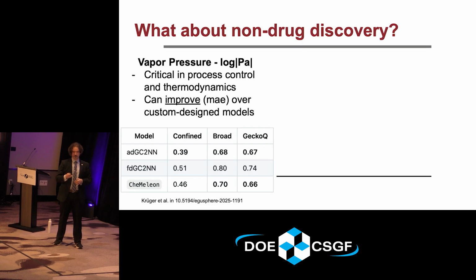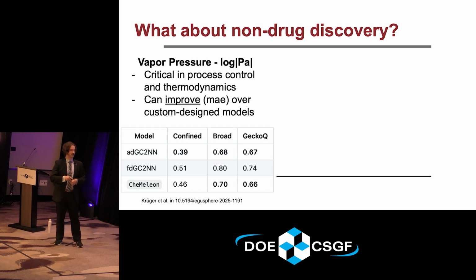All right, and now I've talked exclusively about drug discovery applications, so I would be remiss not to touch on some other topics that are near and dear to my engineering heart. First and foremost is vapor pressure. This is a particularly difficult property because it's very global. You need to understand the entire chemical nature of the molecule. What I'm showing you here is a comparison against these 2 model architectures from this Kruger et al. paper. The exact abbreviation is something to the effect of adaptive, graph convolutional, something or another.